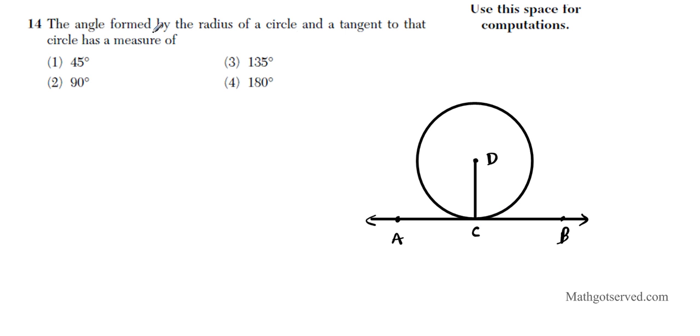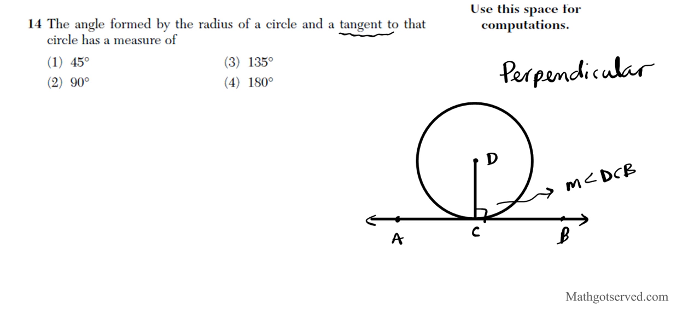Okay. So since a line is tangent, so the angle formed by the radius of a circle and a tangent line. So this is our tangent line. If this line is tangent to this circle, it must be perpendicular to the diameter. So what does perpendicularity mean? What does it mean for a line to be perpendicular to another line? It means that the measure of this angle right here, so the measure of angle DCB, is simply 90 degrees. Okay? So guess what? That angle formed by the radius and the tangent line has a measure of 90 degrees.